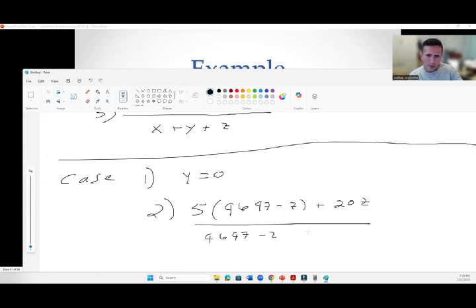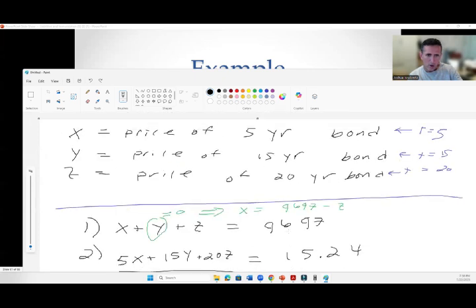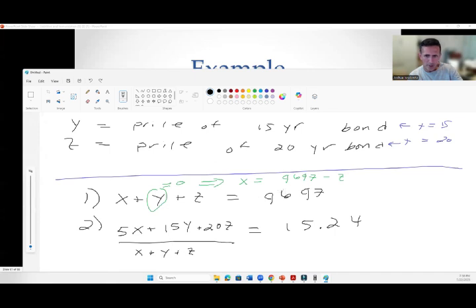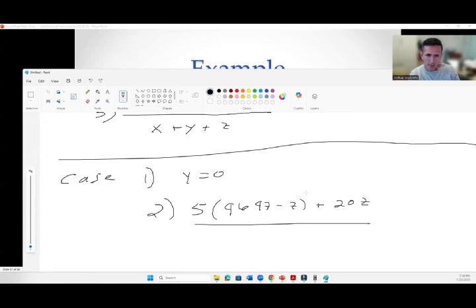Well, you don't have to plug in. So let's be a little smart here. What's the denominator? X plus Y plus Z, which is just 9697. So this is just dividing by 9697. So why not just plop it in? And this equals 15.24. This is really easy to solve for Z.